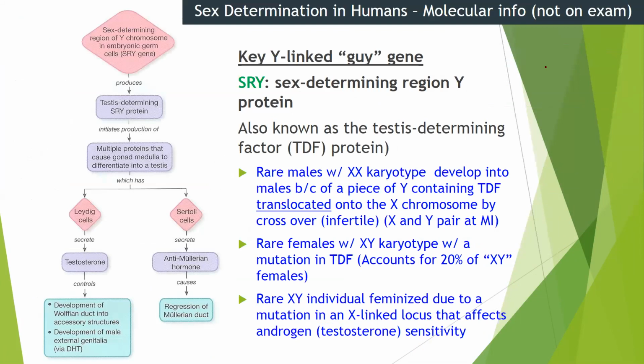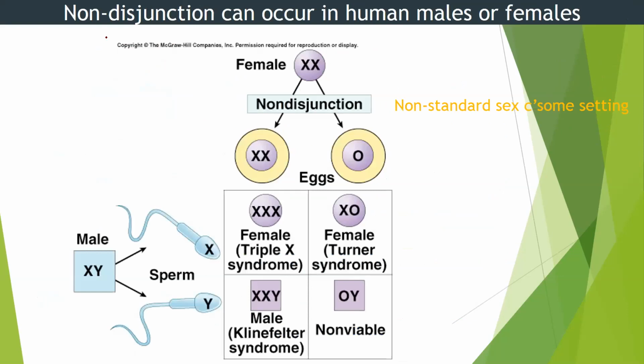The reason is that on the Y chromosome, so this is the X chromosome and this is the Y chromosome, there's a gene only on the Y chromosome. It's called SRY. This gene will determine the sex. And in human, non-disjunction can occur to affect the sex as well, not only trisomy 21, right? Non-disjunction can also produce non-standard sex in human.